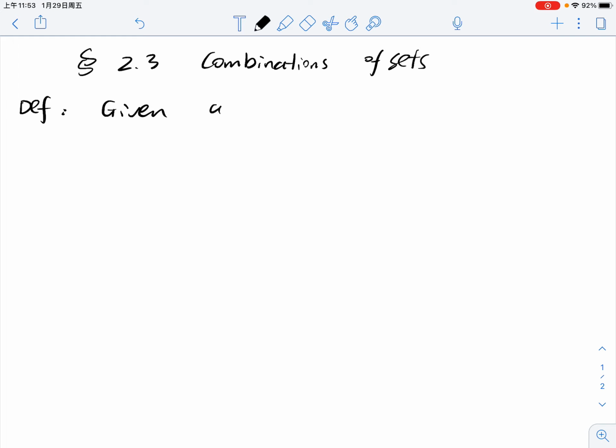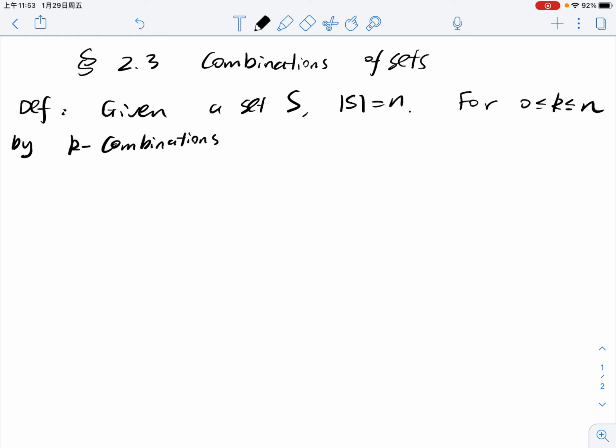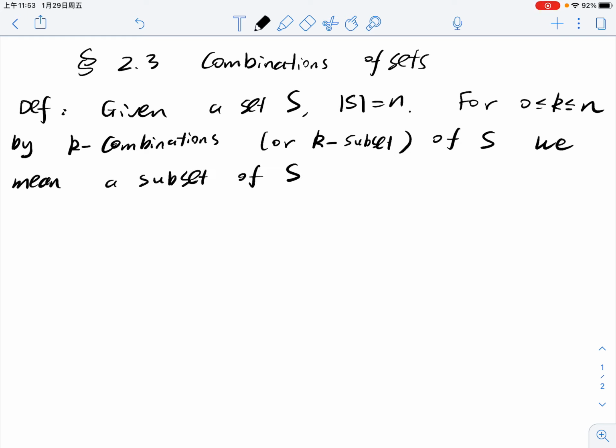Given a set S with cardinality n, and an integer k between 0 and n, by k combinations, sometimes you see the notation for S_k, subset of S, we mean a subset of S with cardinality k.